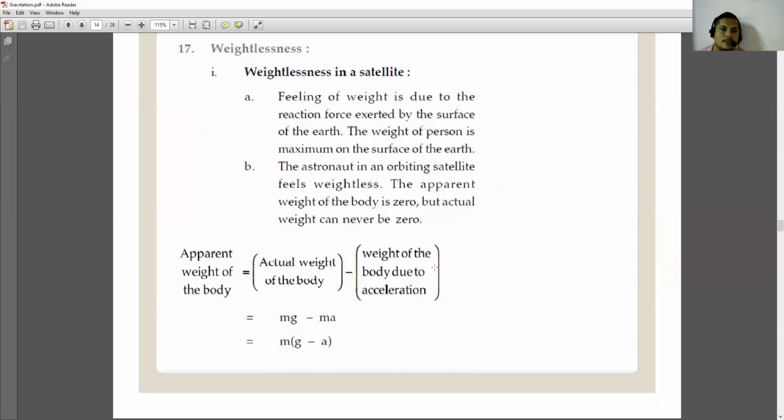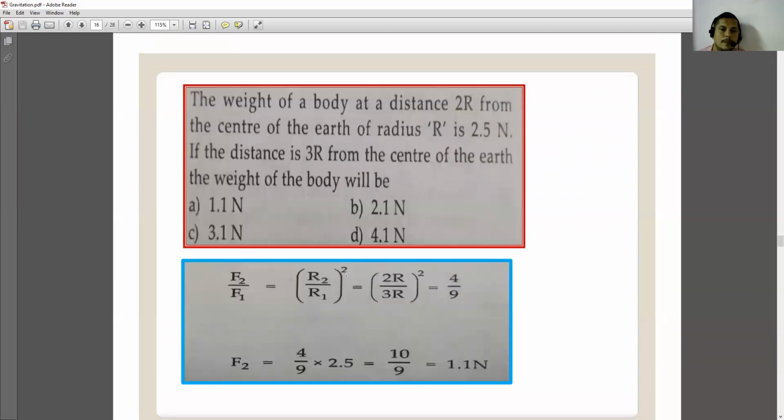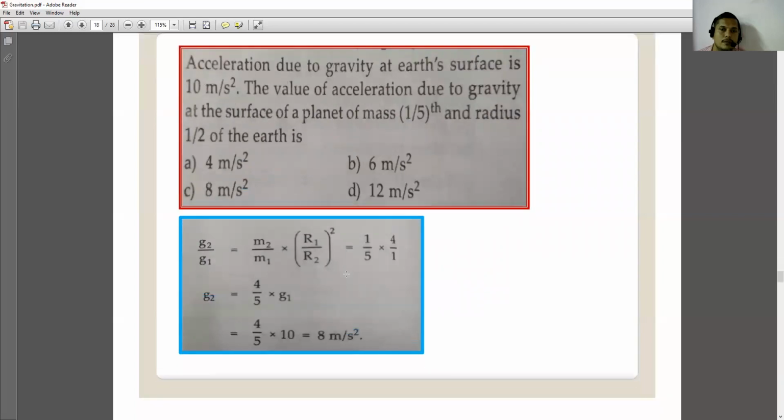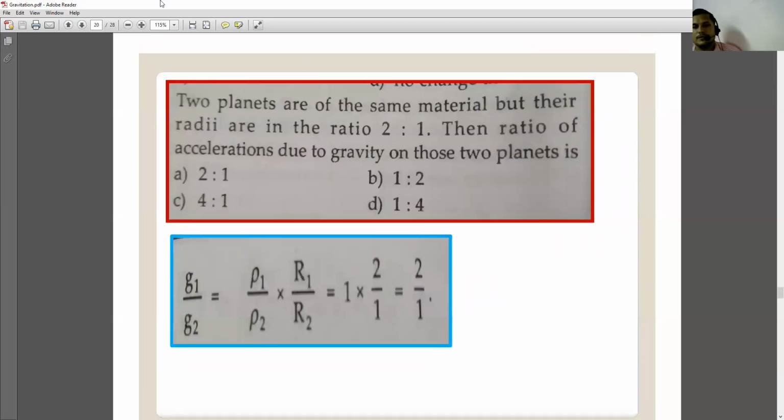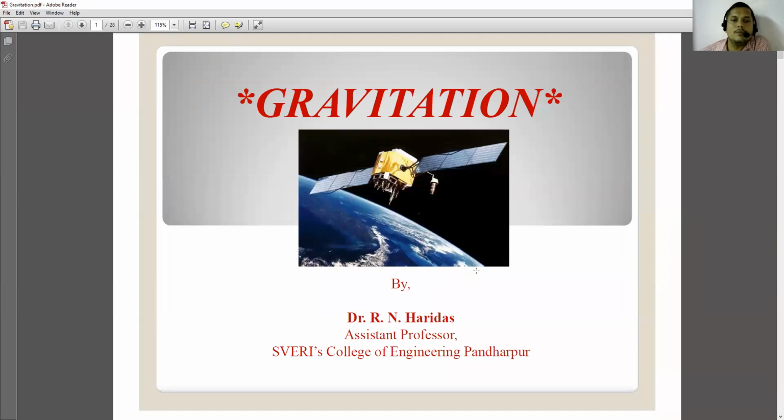Then weightlessness in satellite for the astronaut, free falling body, and then different MCQs we have discussed. So we have tried to complete the maximum basic terms and some of the MCQs related to that. We conclude here. Thank you.